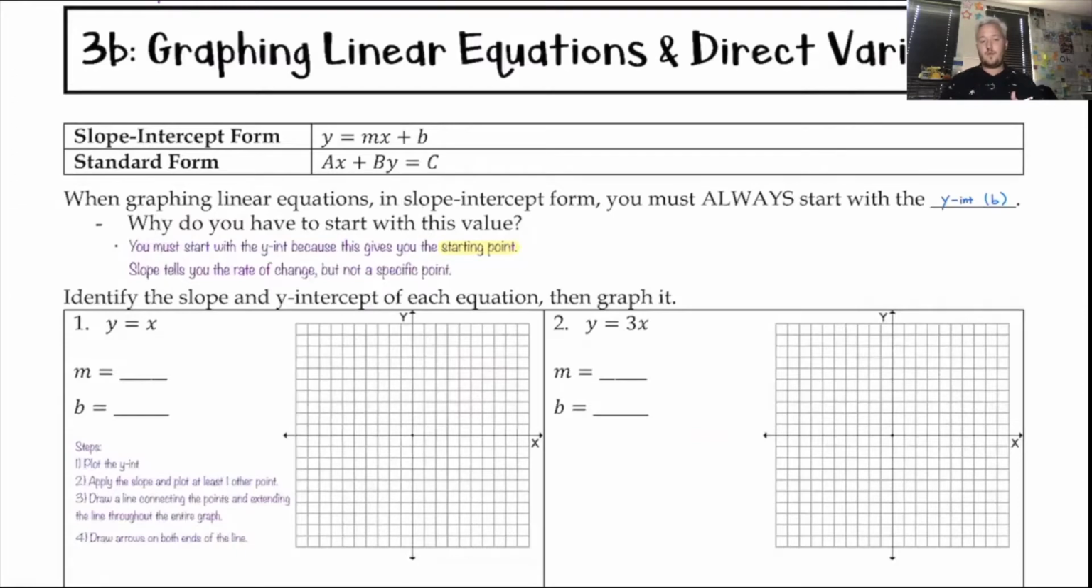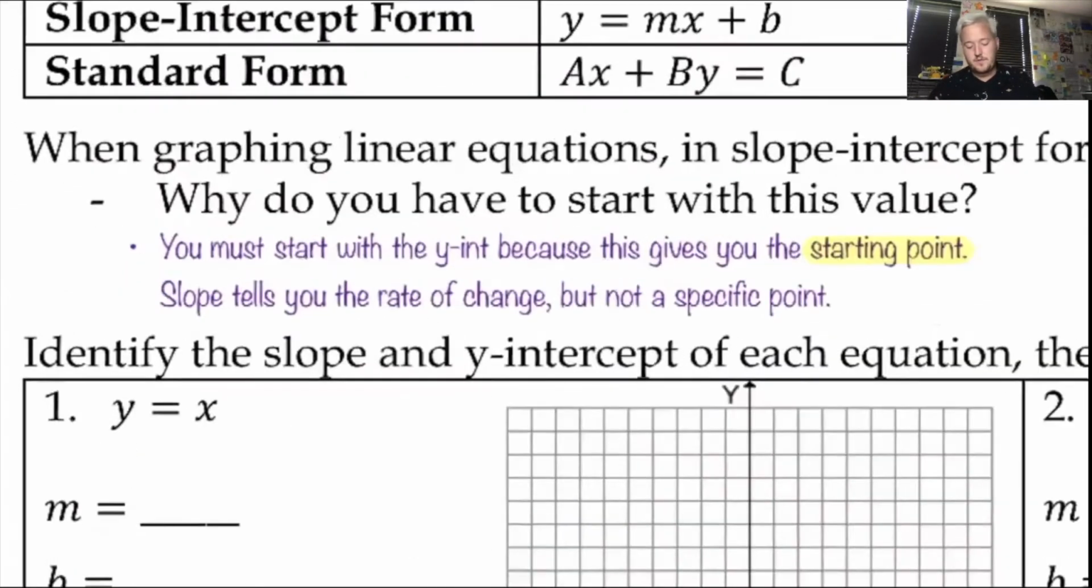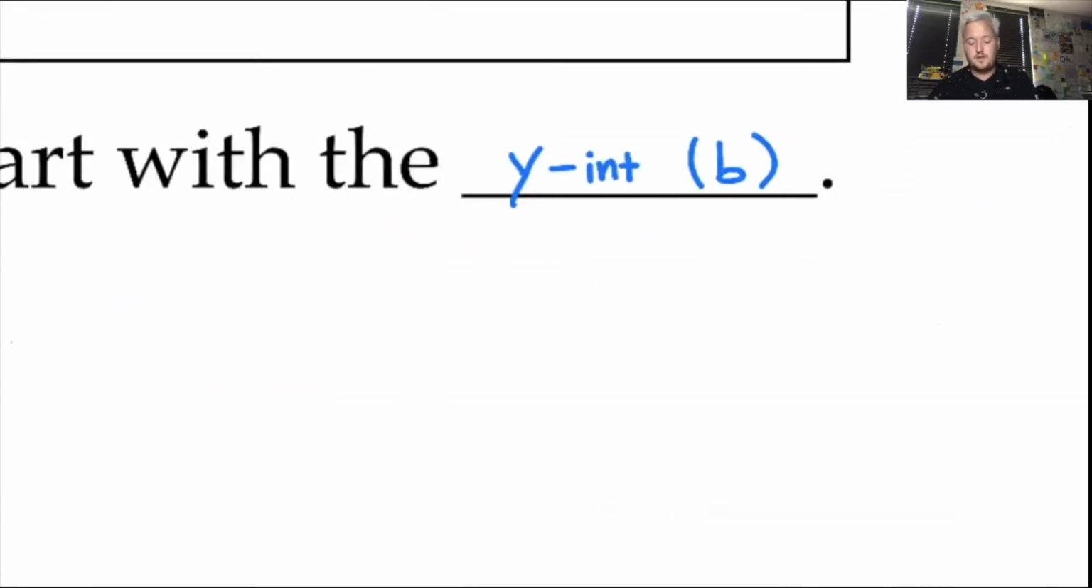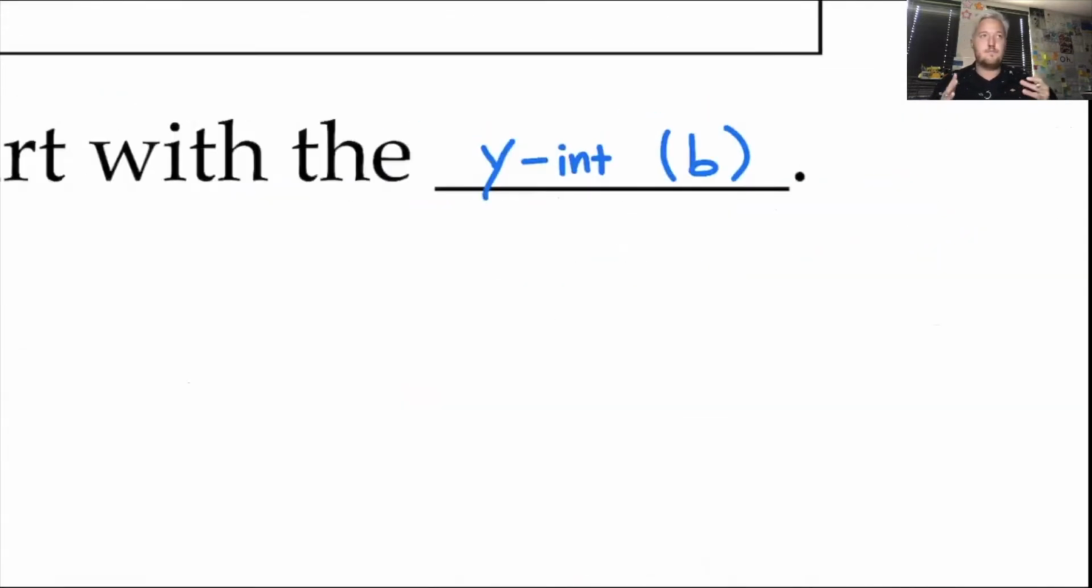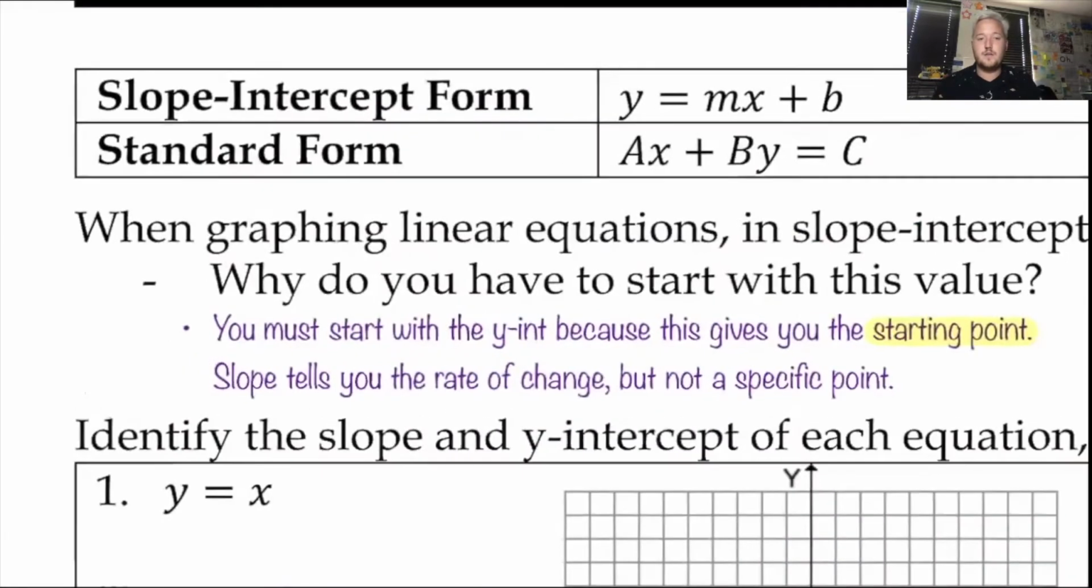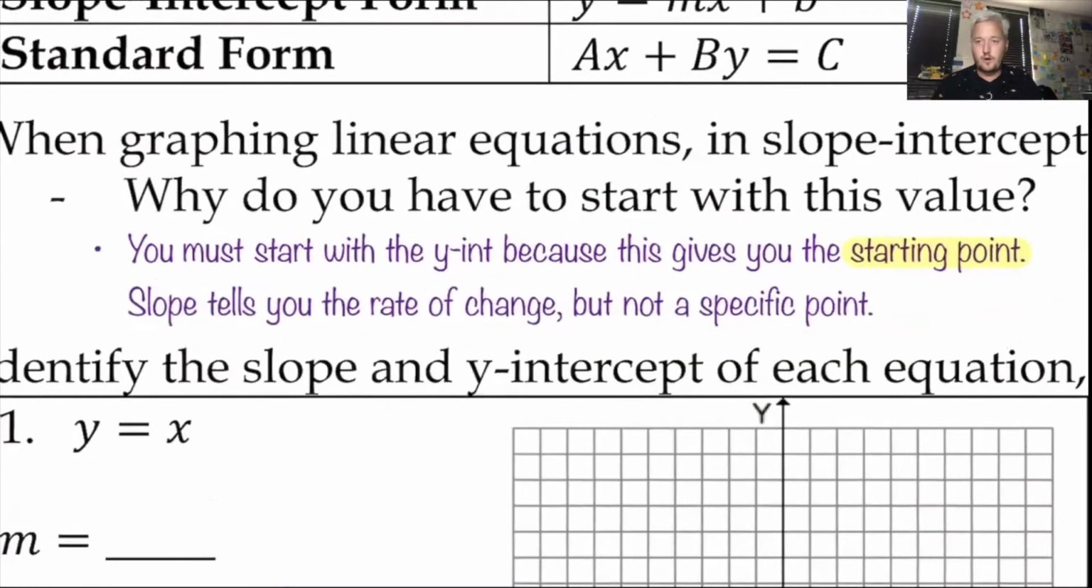One thing I want to emphasize is whenever we are graphing, you have to start with the y-intercept. This is non-negotiable, no exceptions, no ifs, ands, or buts, no highway options. You have to start with a y-intercept. The reason is because we have to have a starting point somewhere.